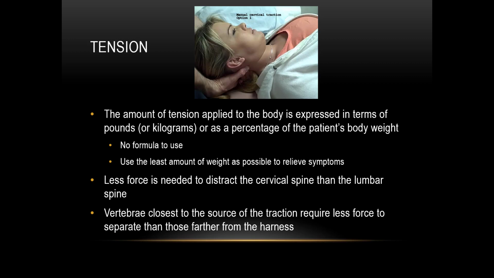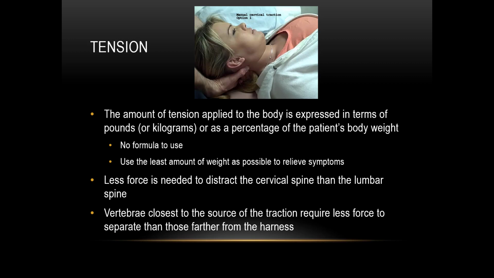Once the force overcomes the effect of gravity, friction, and body weight, the force is then absorbed and dissipated by the patient's muscle tone and soft tissue tension. The difficult thing with traction is there is really not a good formula to use to determine how much traction to apply to each patient.